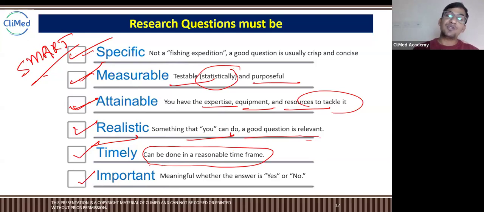So you have to be very specific, like, this much sample size, this much activity I can do in 6 months, or in 1 year, or in 3 years, whatever the timelines are. The reasonable time frame should be there, and the research related to your question should be completed within time. Important means, as I told you, the research is meaningful, whether it is negative or positive, it really doesn't matter.